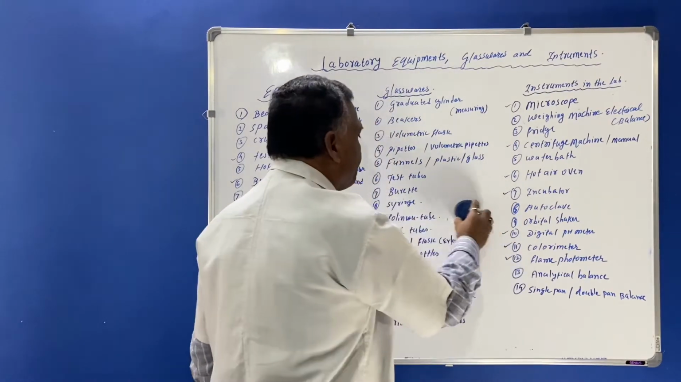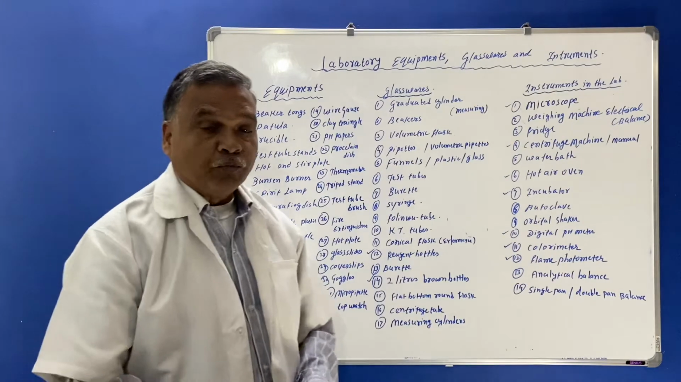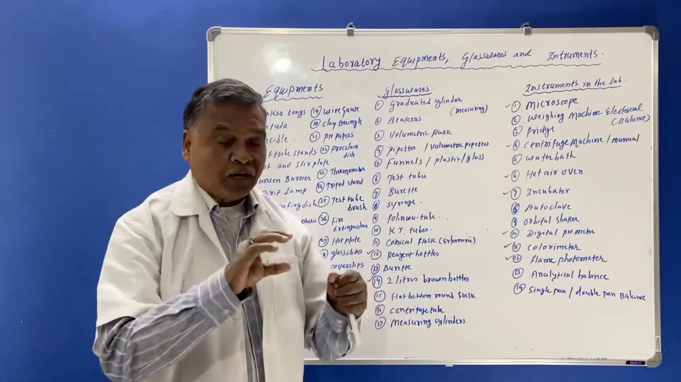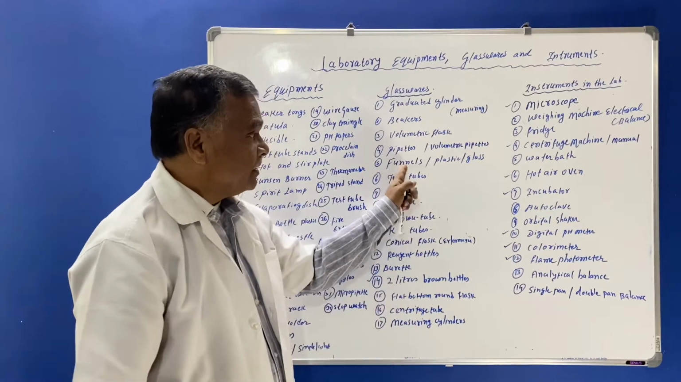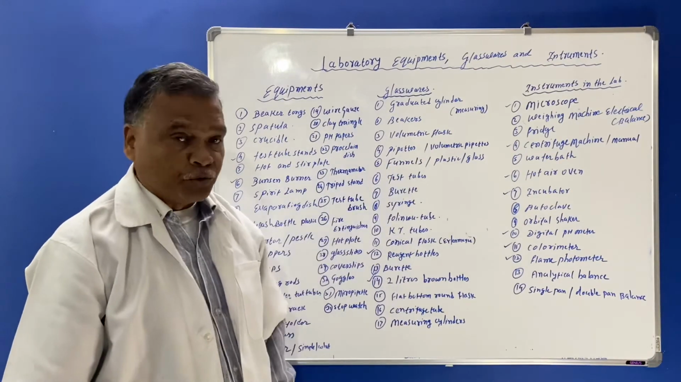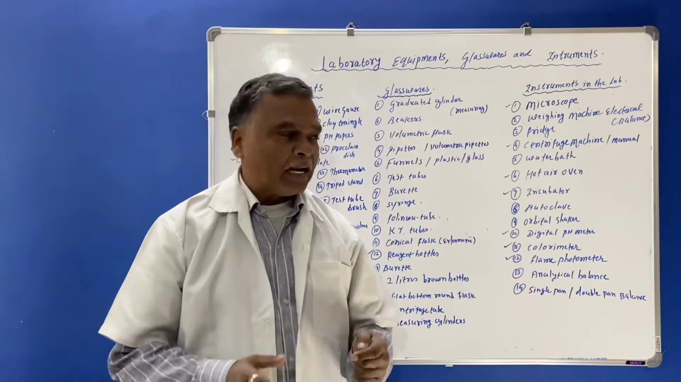Funnels are also there to filter the solution. If a solvent and solutes are mixed, then it is filtered, and for this filtration these funnels are used, and these funnels are made of glass or plastic.